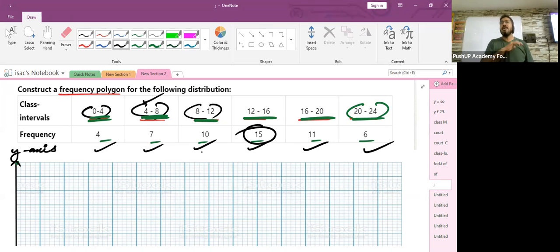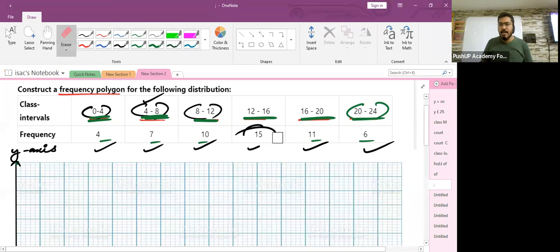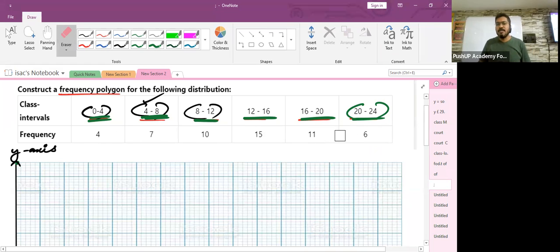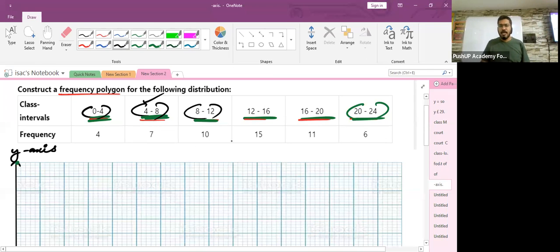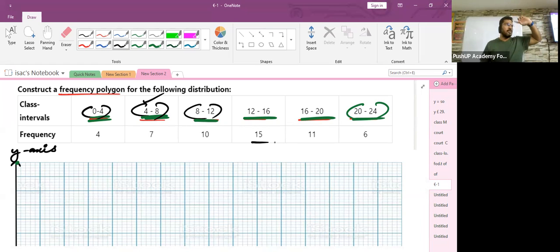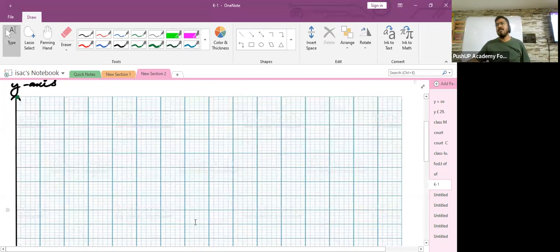So how can you evade or get rid of such problems? By doing proper planning. How does the planning have to be done? You should first identify the biggest value that you have to represent on the y-axis. What is the biggest value? It is 15, isn't it? There is no more value beyond 15. Whatever values you have, it is always lesser than 15. So keeping the highest value in your mind, you have to plot the points on the y-axis.